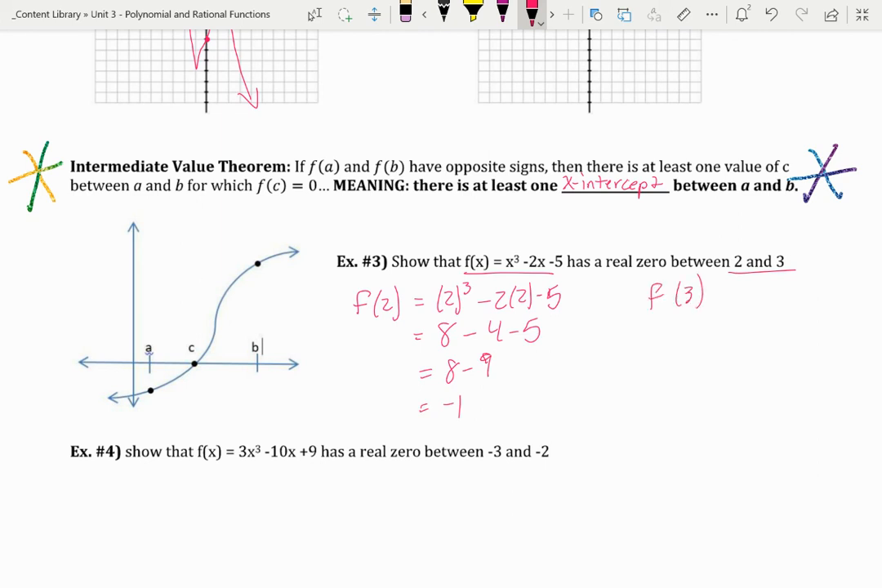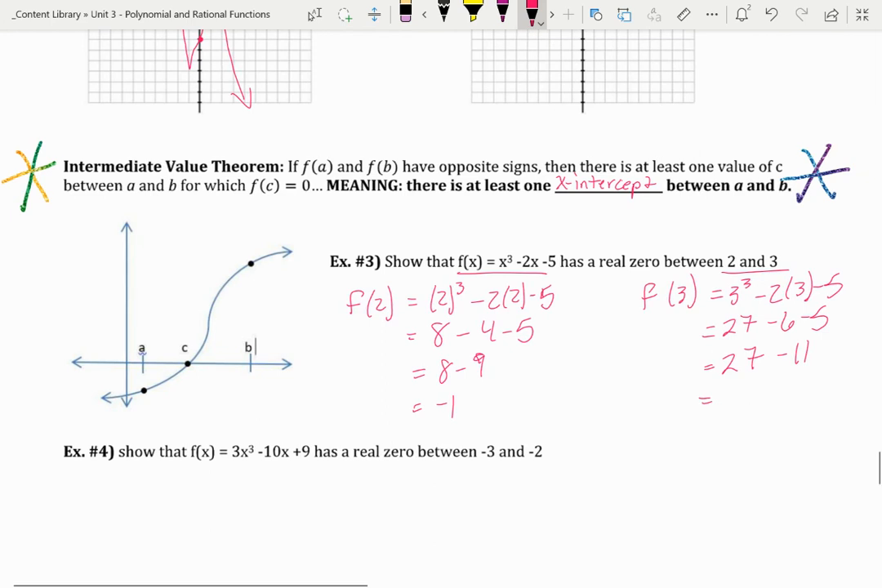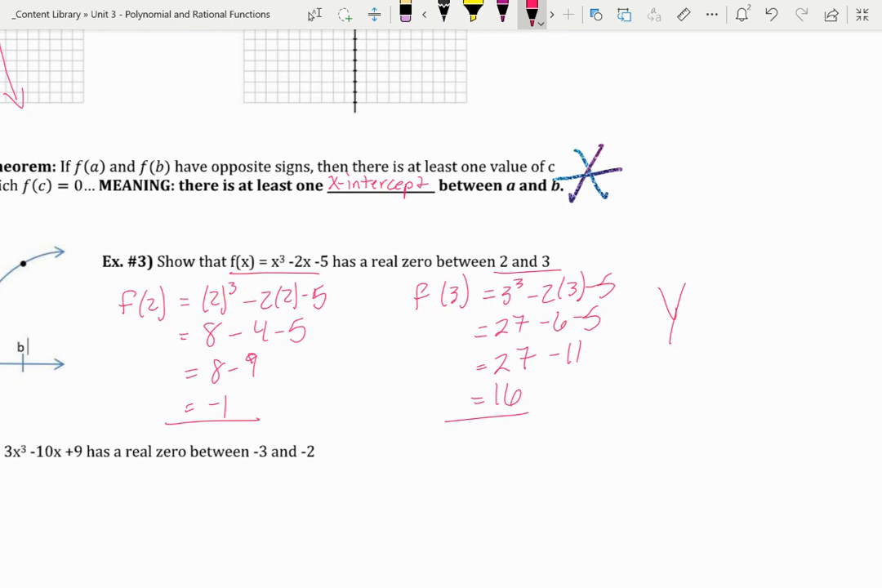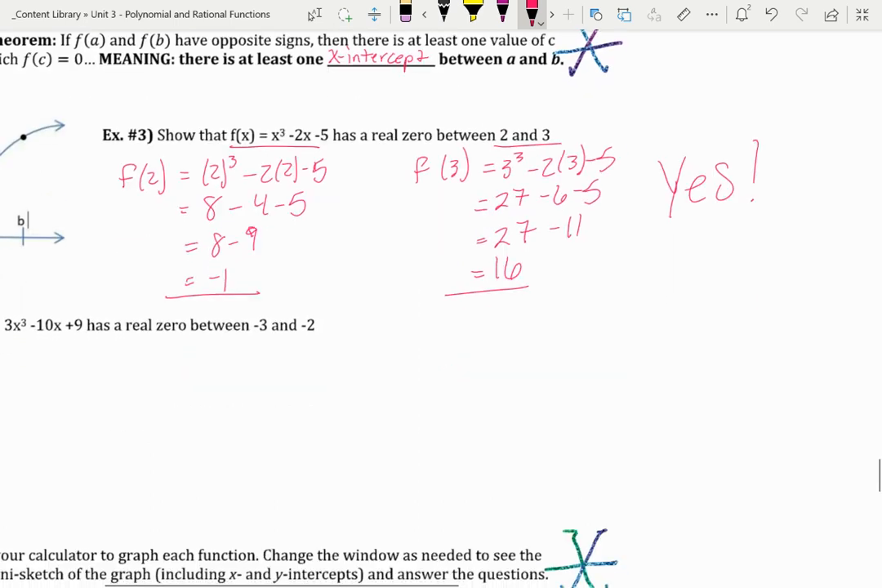Do the same for 3. So we get 3 cubed minus 2 times 3 minus 5. We get 27 minus 6 minus 5. 27 minus 11, which gives me positive 16. So because we went from a negative to a positive, we know that yes, there is an x-intercept between them. Okay?